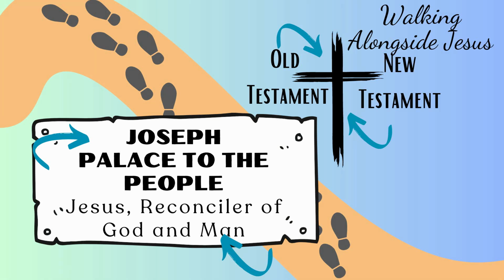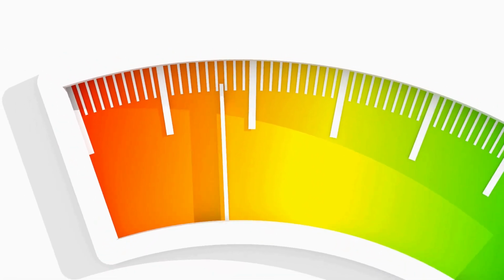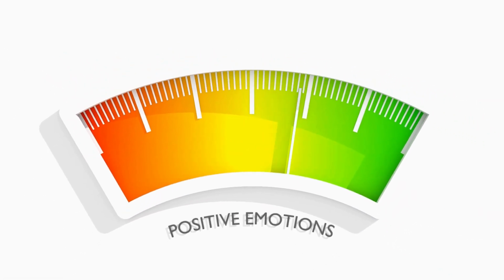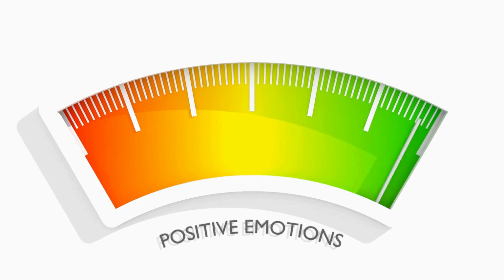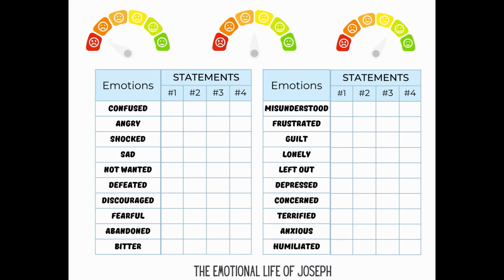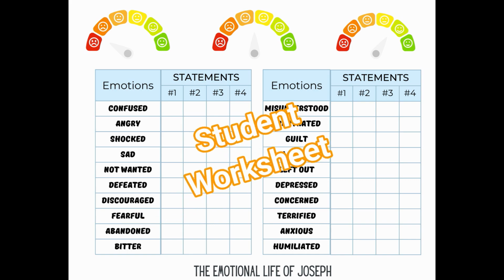In this lesson, Joseph, Palace to the People, students review the early life of Joseph in 4 different scenarios and attempt to identify what emotions he might have been feeling. This allows students to understand the power of Joseph's forgiveness towards his brothers who mistreated him.